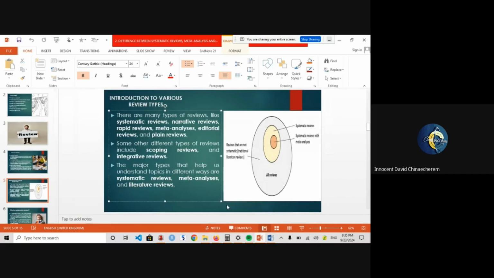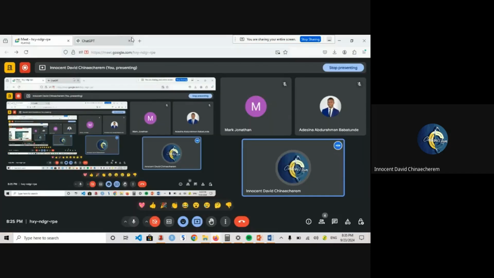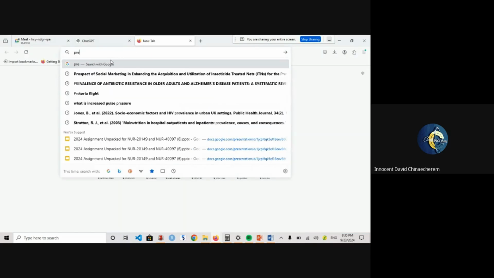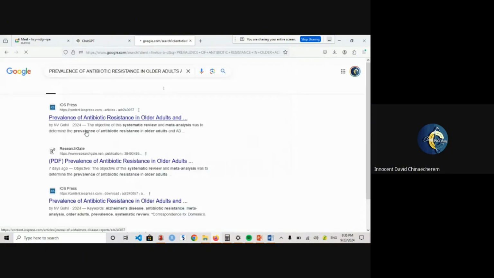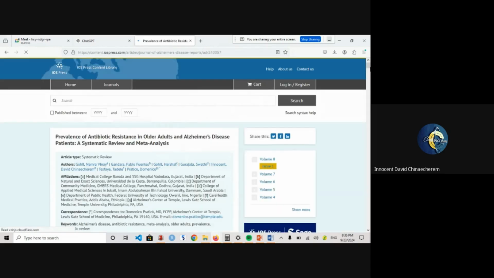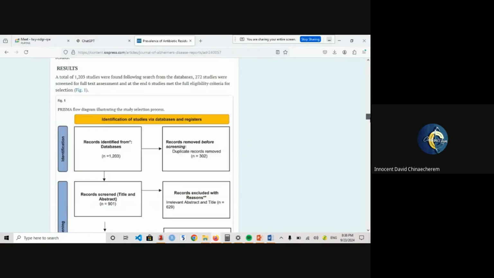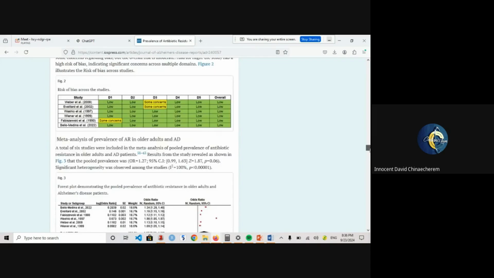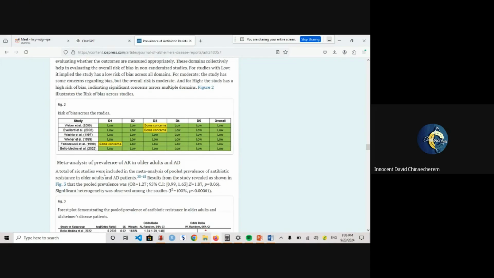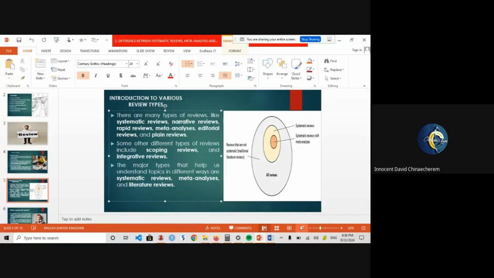Whereas in the case of a meta-analysis, you will remember our paper that we published on the prevalence of antibiotic resistance in older adults. When we open this paper, we'll find that it contains a meta-analysis. And you know that a meta-analysis has to pass through a systematic review process. So this is a very detailed example of what we'll be talking about, but along the line we'll still be showing more examples to differentiate between a systematic literature review, a meta-analysis, and a normal literature review.